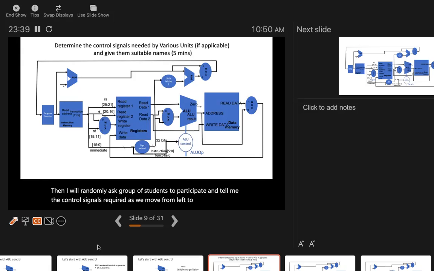Yes, Marcos. Yes, it's going up. It's going in. You do have an ALU op signal here. But when you move from left to right, discuss with your partners, with your colleagues, to see what control units are required, if any, for these different units. And if they do require, give them a nice name.